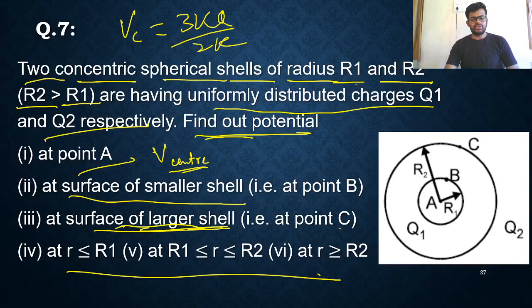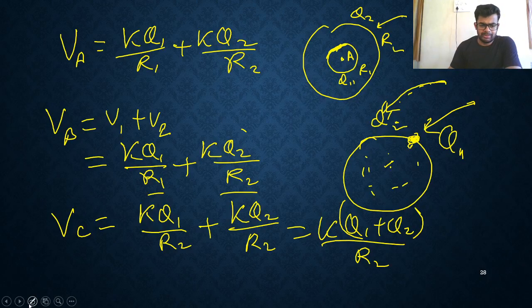So now the last question: potential at any point less than or equal to R1, that means inside the shell. Are you getting it? Right? Yeah. So I am erasing all this, my dear friends.